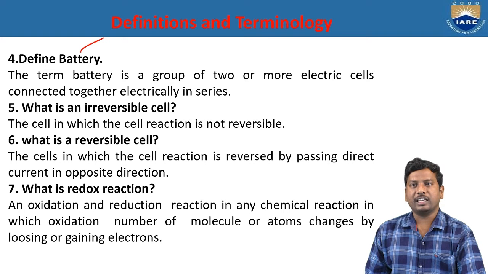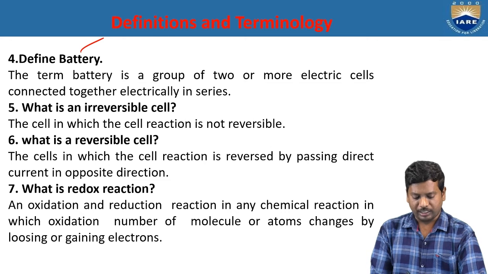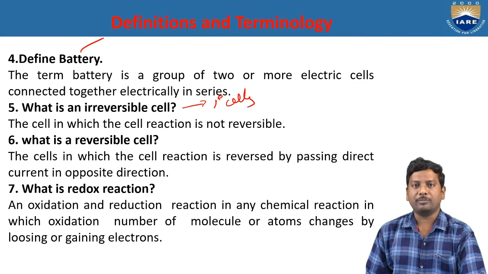Next, what is an irreversible cell? It is a cell in which the cell reaction is not reversible. The best example of irreversible cells is the primary cells, which involve only the forward reaction. That means chemical energy is converted to electrical energy.